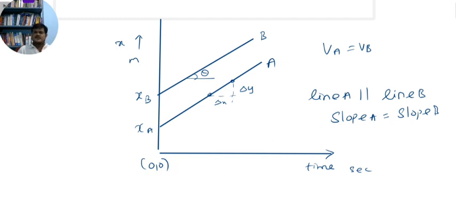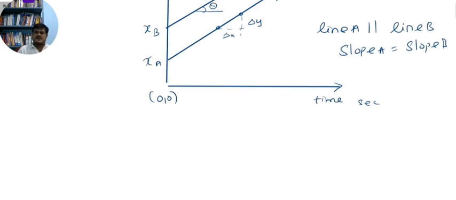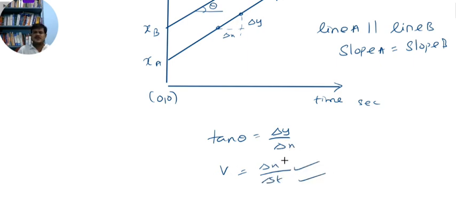Clear? Now I define tan theta. What is tan theta? Opposite by adjacent, del y by del x. Here del y means displacement and del x means del t. That is why it is a constant, uniform velocity, because everywhere along this straight line there is the same slope. So tan theta is constant, so velocity is constant. Uniform motion.